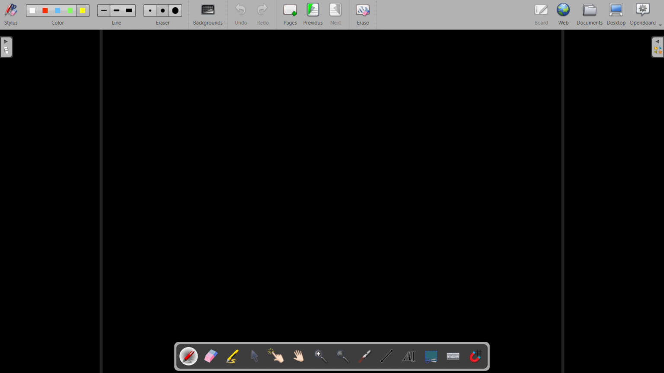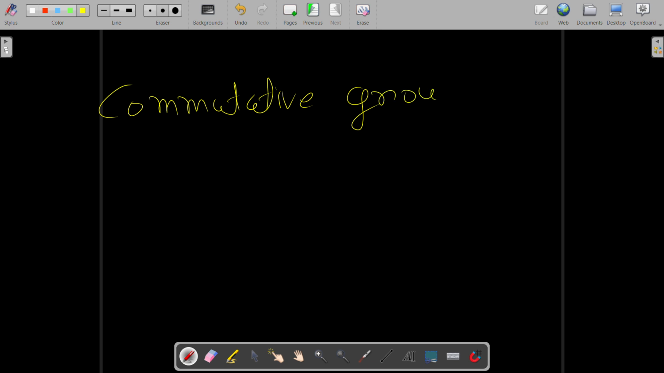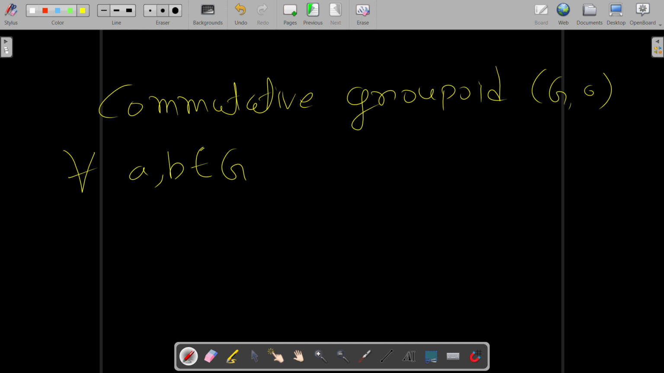Next, what we need to know is what is called a commutative groupoid. Sorry, it's a commutative groupoid first. The statement is like this: where G not is a groupoid, this is the given groupoid, if for all A, B belongs to G, A not B is equal to B not A belongs to G, then this groupoid will be called a commutative groupoid.